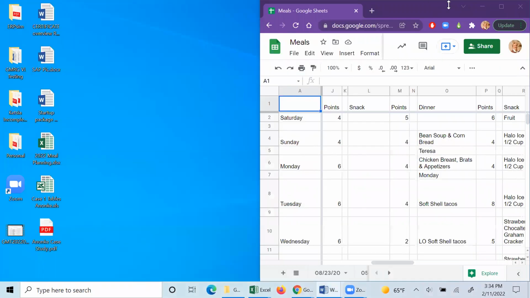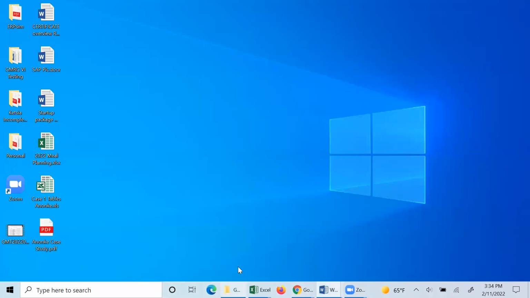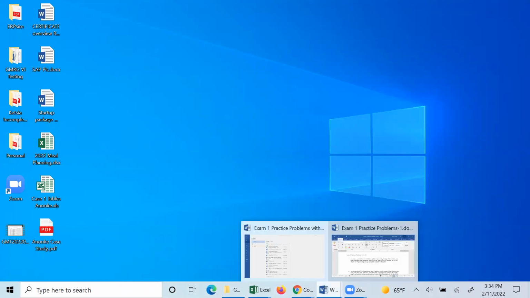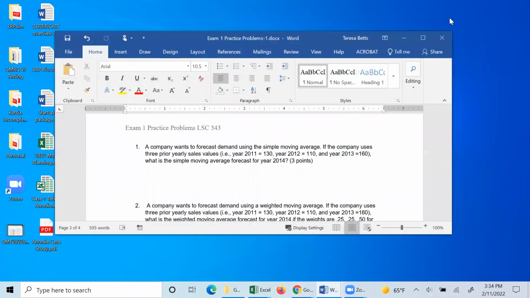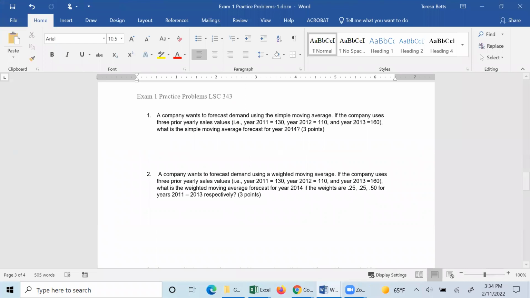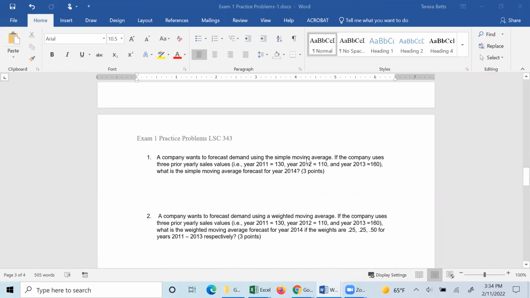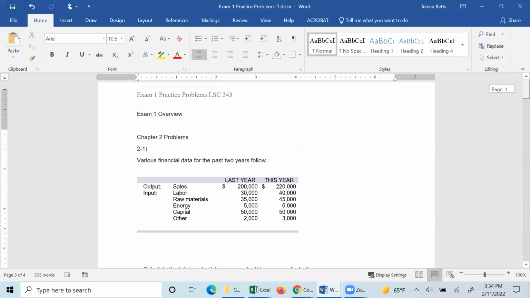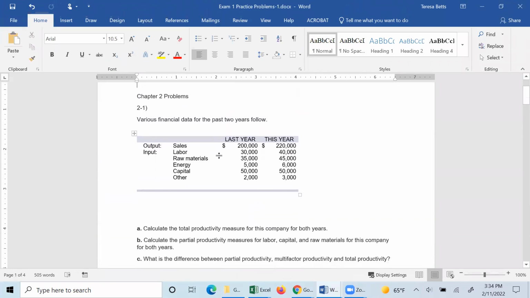So there are no problems for chapter 1, but there are some problems for chapter 2 and chapter 3. So let's go ahead and take a look at those. Just give me a second while I get set up. Okay, so at the top of the page here, we start with the chapter 2 problems.